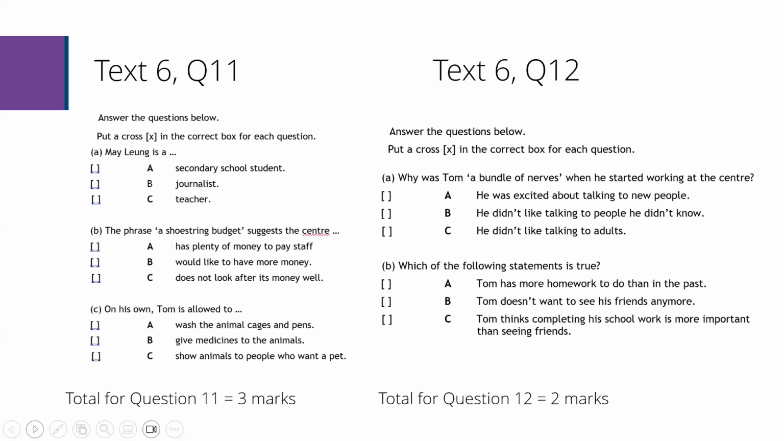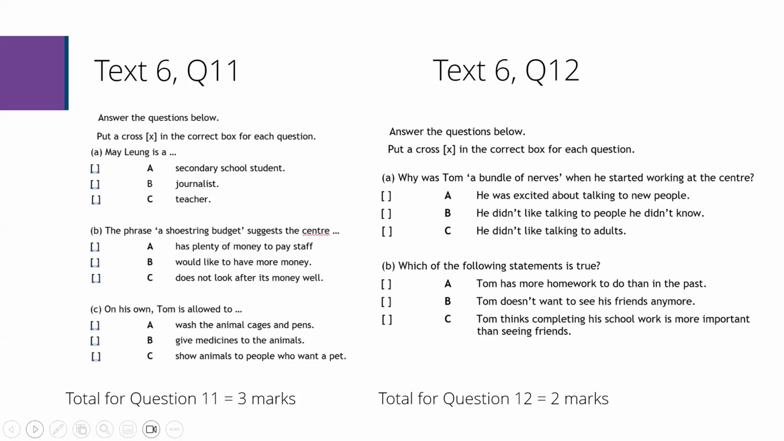So text 6 then, question 11 and question 12. So we've got those multiple choice type questions appearing there. Okay. But we're also asking students to draw some inferences here, to draw some conclusions. In question 11, for example, question B, the phrase "a shoestring budget" suggests the centre has plenty of money to pay the staff, would like to have more money, does not look after its money well.